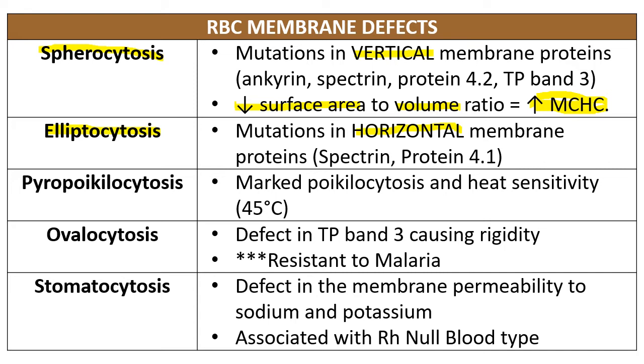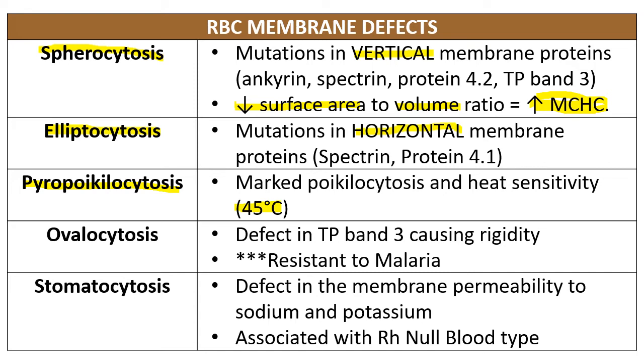And the next membrane defect is what you call pyropoikilocytosis. Dissect natin yung name. Pyro means heat. Okay? Poikilocyte means variation of the shape. Nagkakaroon ng variable RBC shapes kapag na-expose ang RBC to high temperatures. Such as, magsa-start yan at temperature of 45 degrees Celsius or higher.